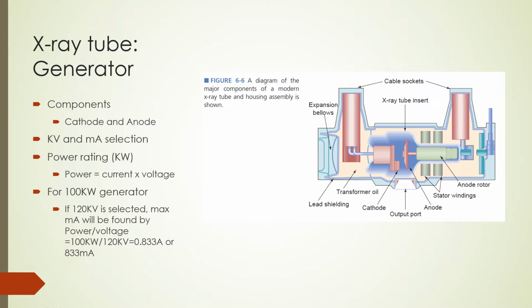A 20 kilowatt generator will have a combination of allowable kVs and mA values that will combine to give 20 kilowatts. For example, if the available kV on a 20 kilowatt tube ranges from 40 kV to 140 kV, then the mA range will be from 500 mA at 40 kV to 143 mA at 140 kV. In practice, you may not get these exact numbers for a 20 kilowatt tube because although the tube may be rated as 20 kilowatts, it may actually be 19.8 kilowatts or some other number.